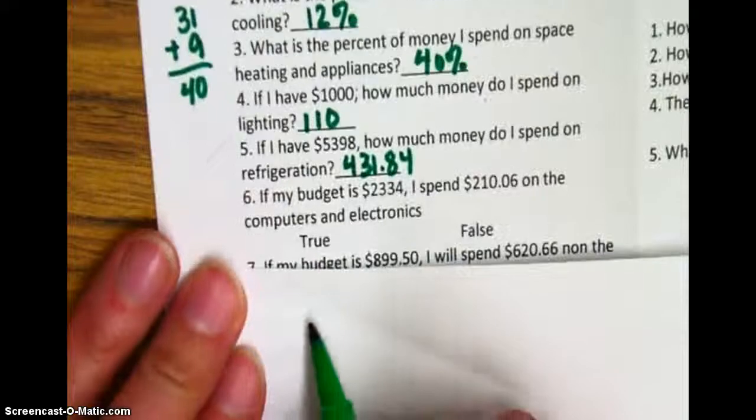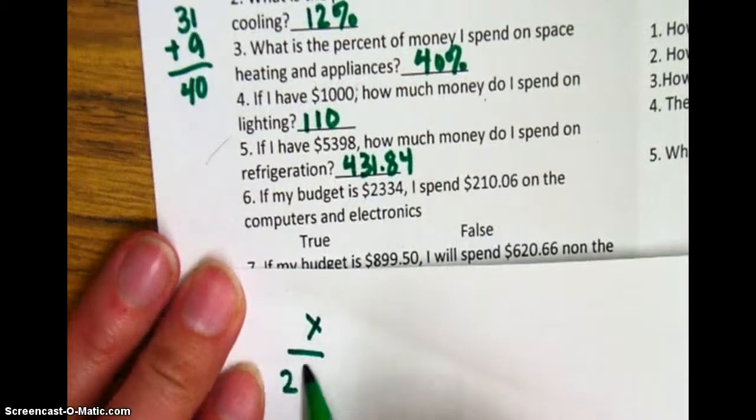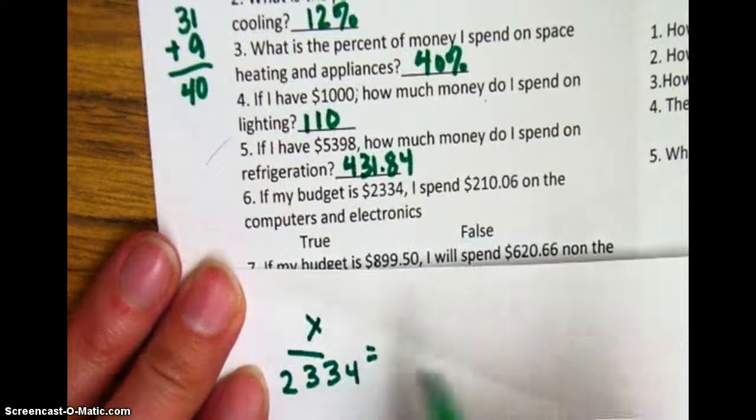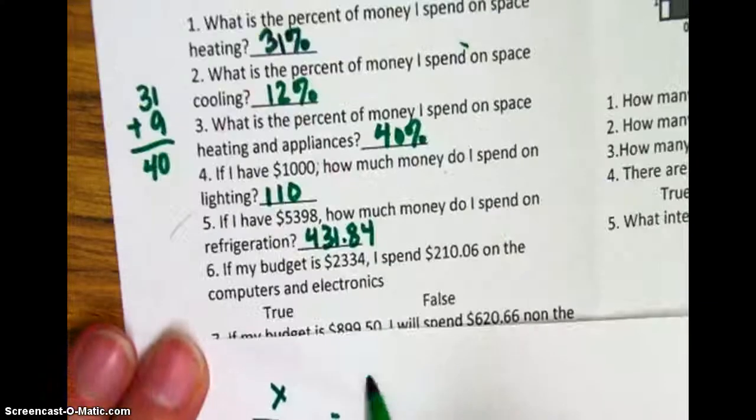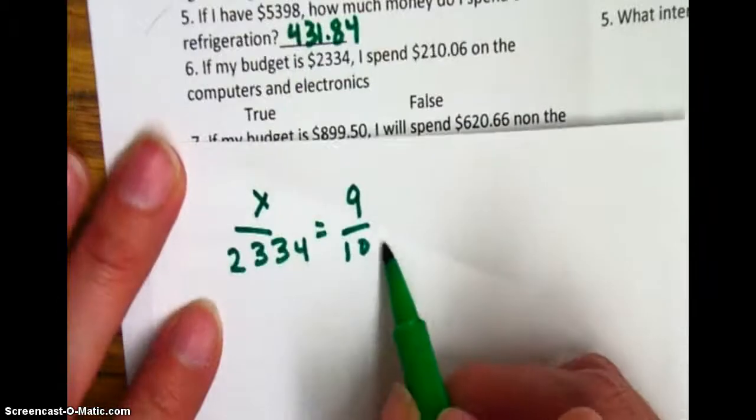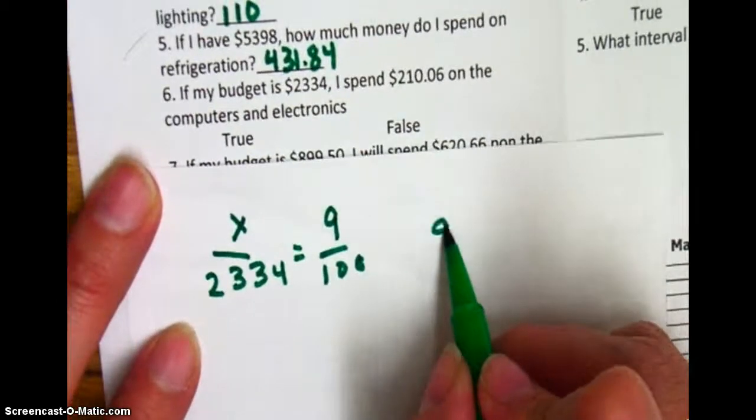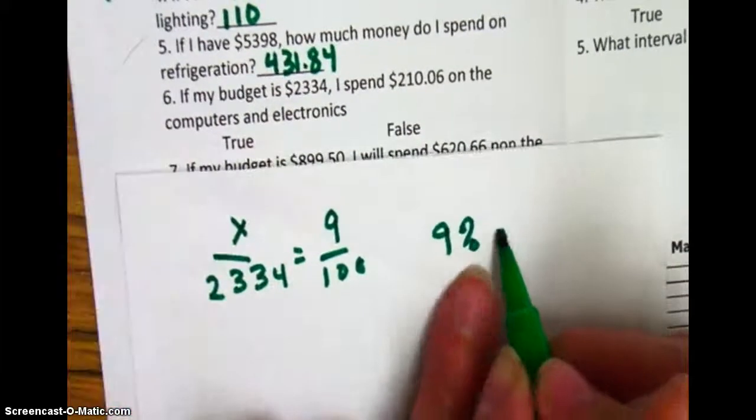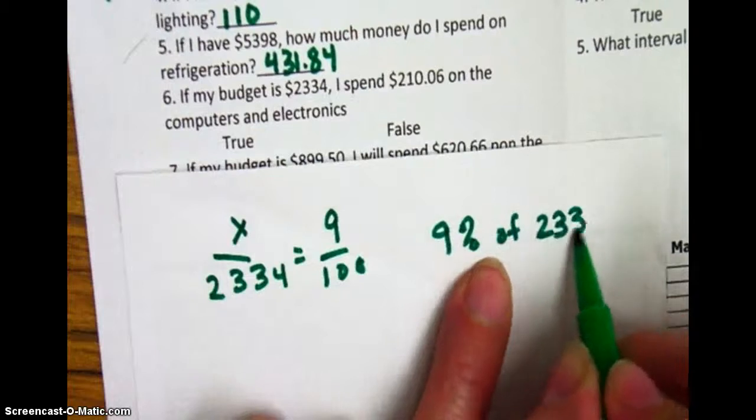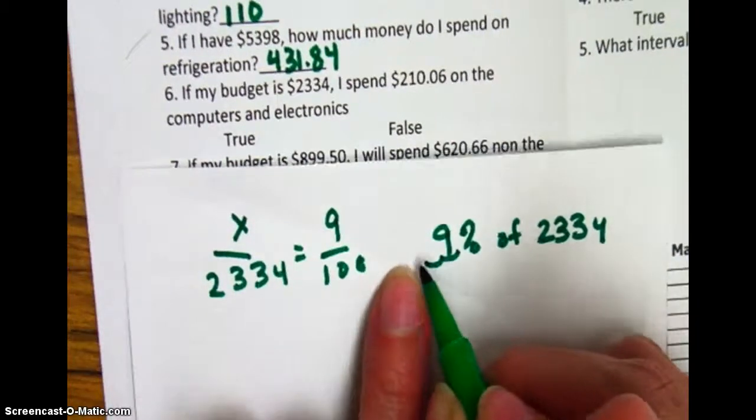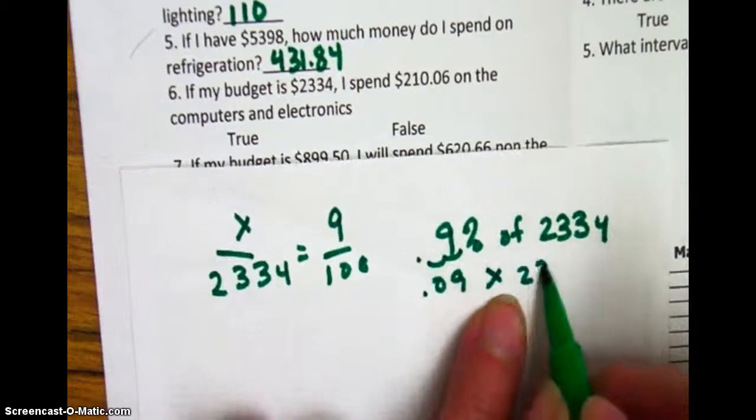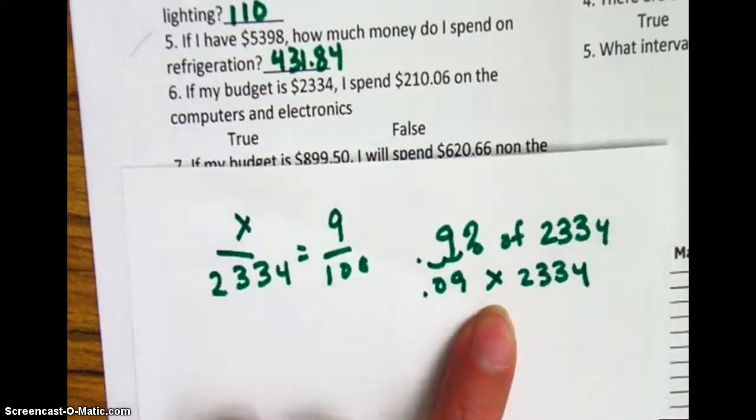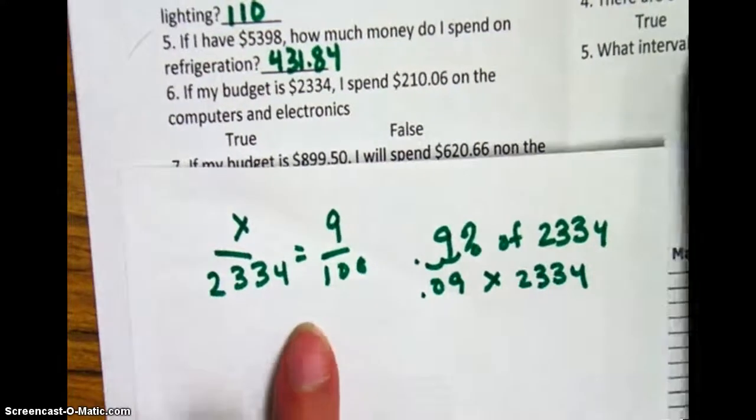So you can do x over 2,334 is equal to 9%, which would be 9 over 100. Or you could do 9% of 2,334. You change your percent to a decimal. That gives you 0.09 times 2,334. So either one of these will work, whichever way you like best.